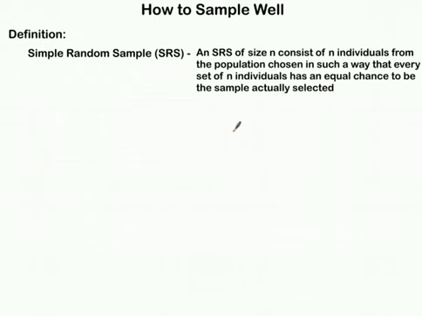So we talked about how you sample badly, and so now we're going to talk about how you sample well. The first way that you can sample well is through a simple random sample, which you will see abbreviated as SRS. So a simple random sample of size n consists of n individuals from the population chosen in such a way that every set of n individuals has an equal chance to be the sample actually selected.